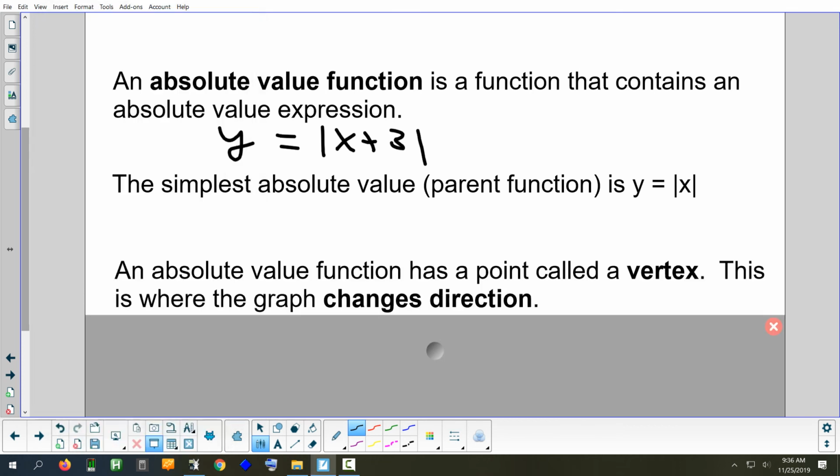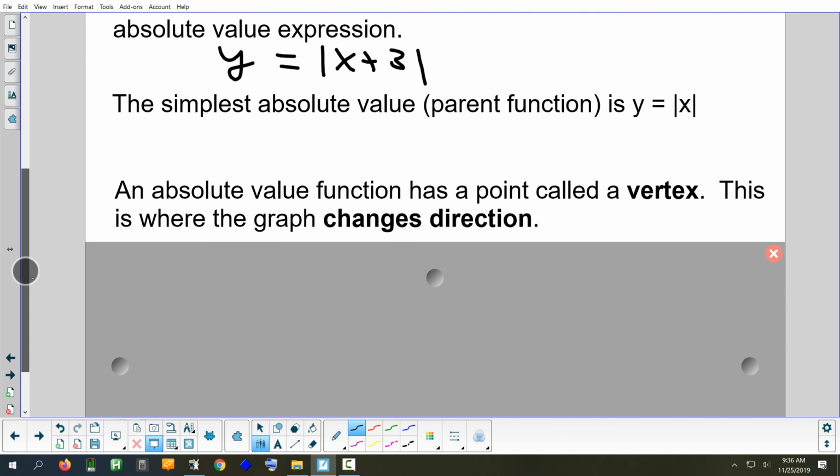Are we going to have to do stuff with the calculator? No, we're not going to use the calculator today.